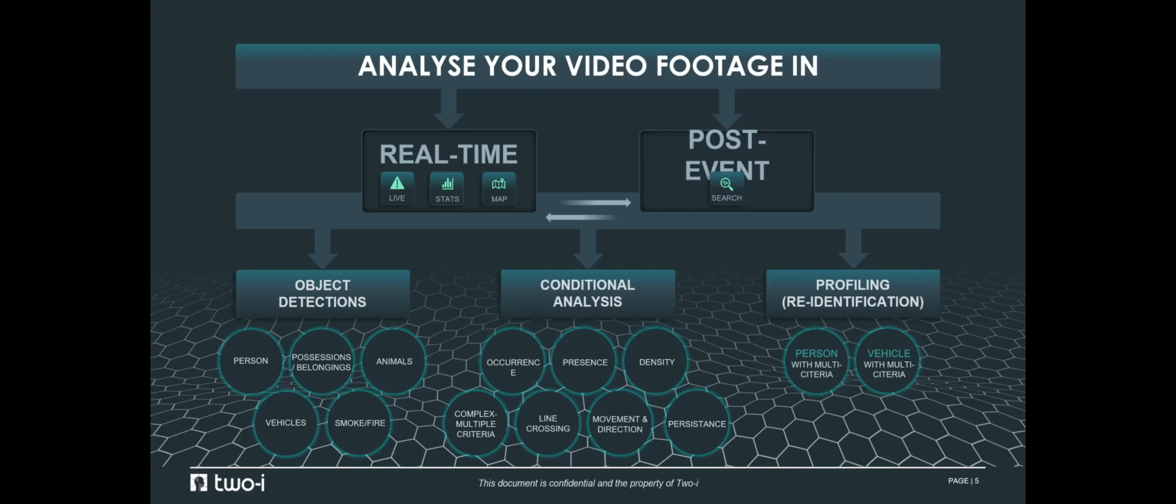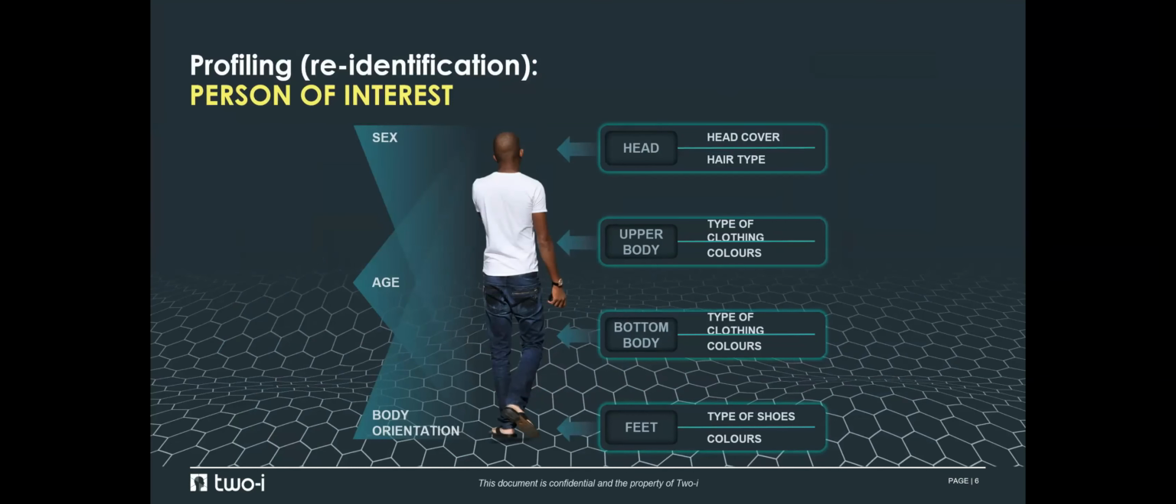And finally, you have the profiling section for re-identification, where you can create a person of interest or a vehicle of interest. Talking about person of interest, on the person, you can choose the sex, the gender, the age, the body orientation, and for the head, you can choose the head cover and hair type. For the upper body, you can choose the type of clothing as well as the color of the clothing. For the bottom body, you can choose the type of clothing and the color of these clothes. And for the feet, you can choose the type of shoes and the color.